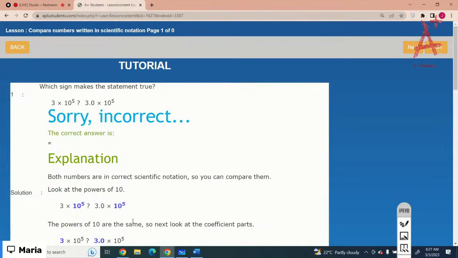So which sign makes the statement true? First just look at the numbers. Here you have 3 and 3.0, they are the same. Then you have 10 exponent 5, 10 exponent 5, they are also the same. That means they are equal. Got it?